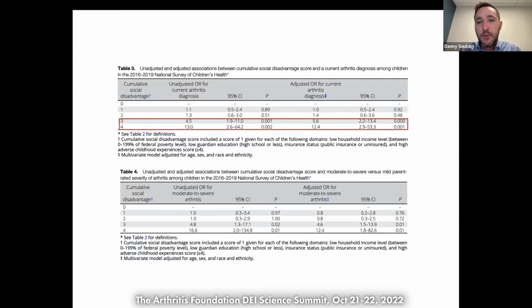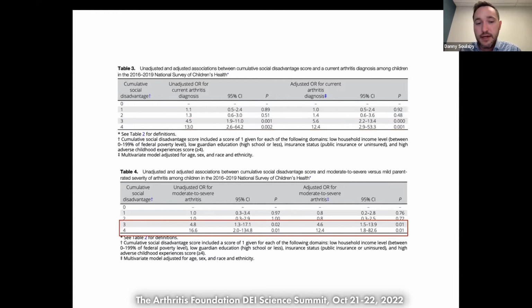activity. And what we can see is that a score of 3 or 4 were statistically significant in multivariate adjusted models, adjusting for age, sex, and race and ethnicity in this study. But you can see the additive or cumulative effect of successive exposure to social risk, having increased odds for an arthritis diagnosis, and a similar trend as far as moderate to severe disease activity.